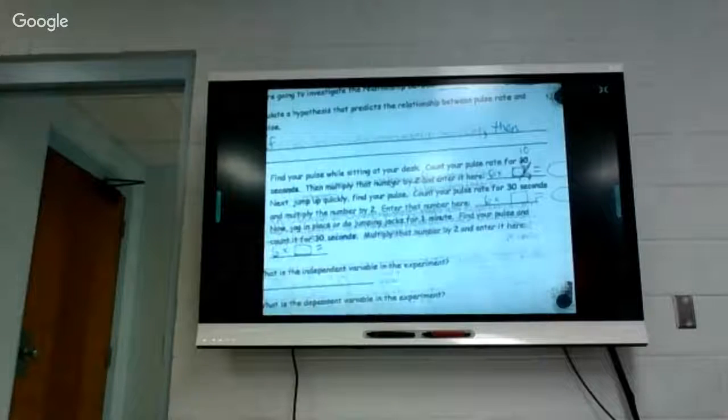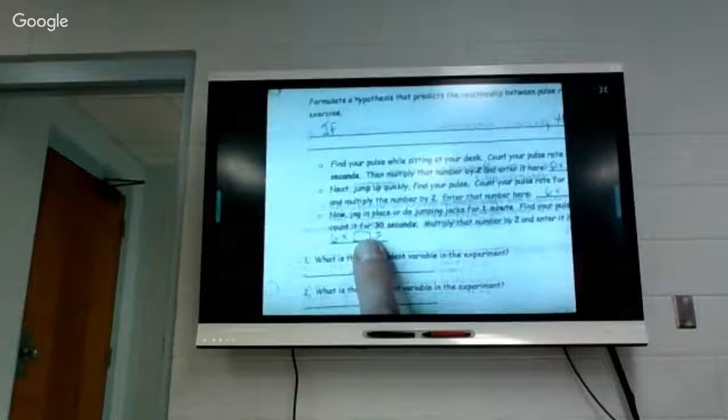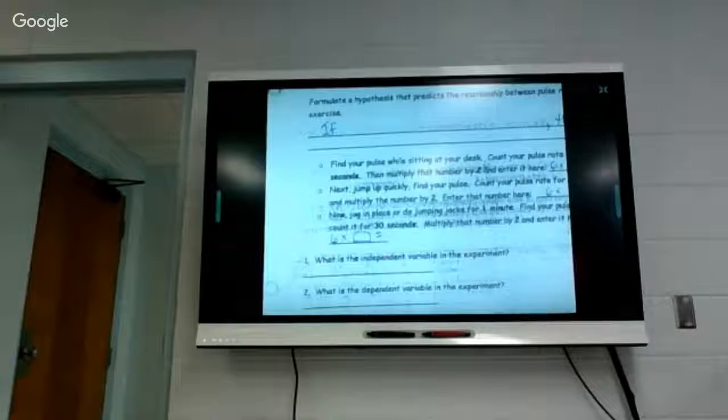Okay, all right, so the next one says jog in place, or do jumping jacks, or you can do push-ups, you can do squats, but you have to do something for a minute. Now, this is where usually we go outside and we're jogging around that little circle, but unless you really want to.